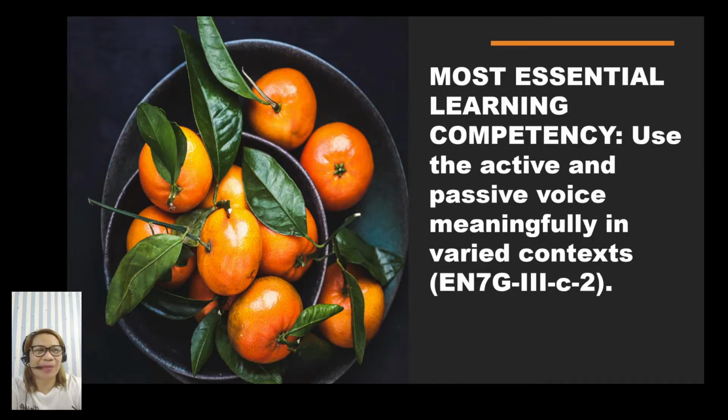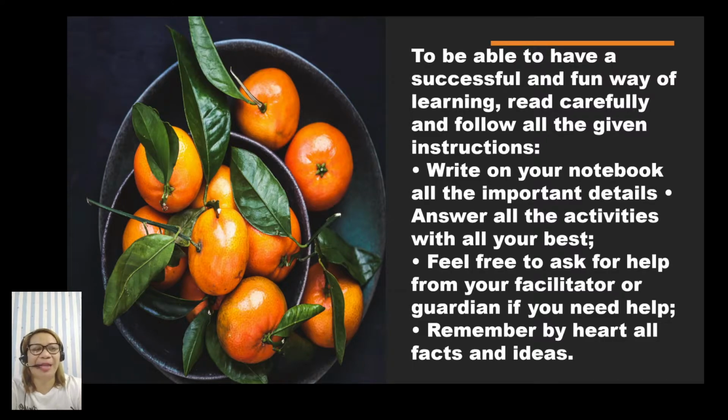Okay? So, to be able to have a successful and fun way of learning, you're going to read carefully and follow all the instructions given. So, first one is write in your notebook all the important details, answer all the activities with all your best, and feel free to ask for help from your facilitator or guardian. And remember, by heart, all the facts and ideas given.